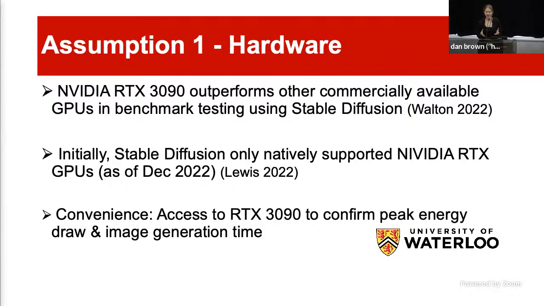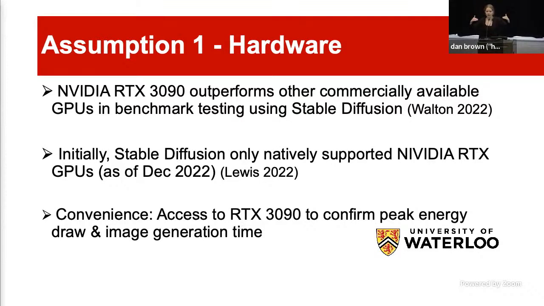We have an RTX 3090 in the lab. We could confirm a couple of other assumptions. Also, the RTX 3090 does outperform other GPUs on benchmark testing with Stable Diffusion, as well as apparently, which we didn't know, Stable Diffusion only natively supported the RTX series initially when it was first released. So we were assuming that maybe at least the first adopters of these systems might have used this type of GPU. Obviously, ideally, to get a better calculation, we would actually need to know the exact hardware that people are using, but for an initial estimate, this is what we're using.